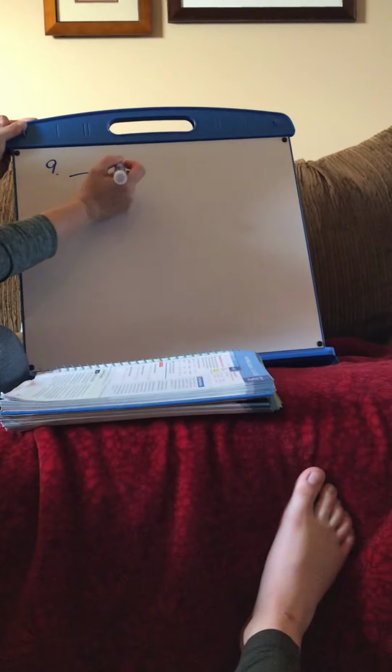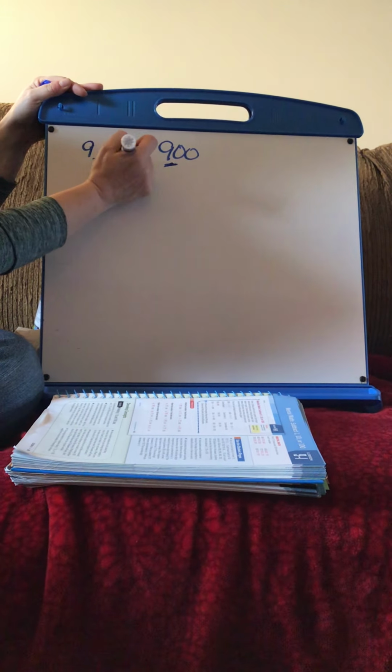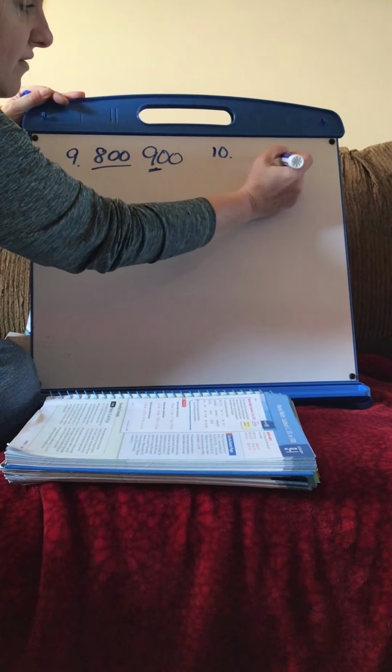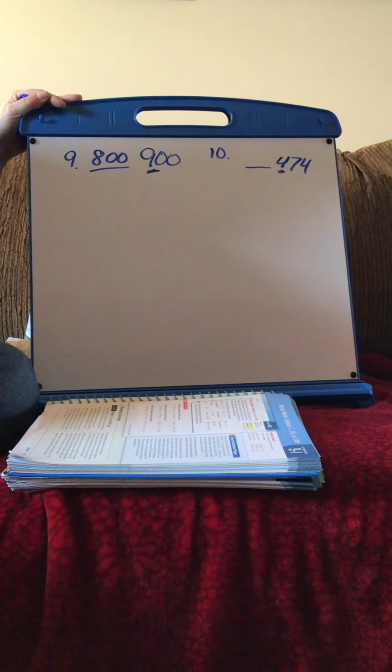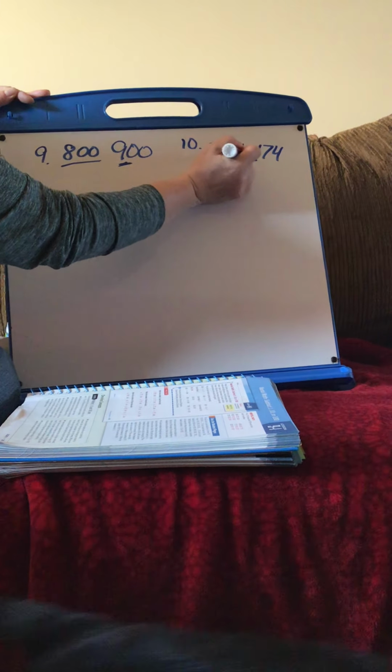All right. The next part, we have number 9. We have one number, and we have 900. All right. Now we're going to go 100 less. So we're going to look at the hundreds place. What's 1 less than 9? 8. So it's going to be 800. Okay. Number 10, we have some number 474. We're going to look at the hundreds place. That's a 4. 1 less than 4 is 3. 374.